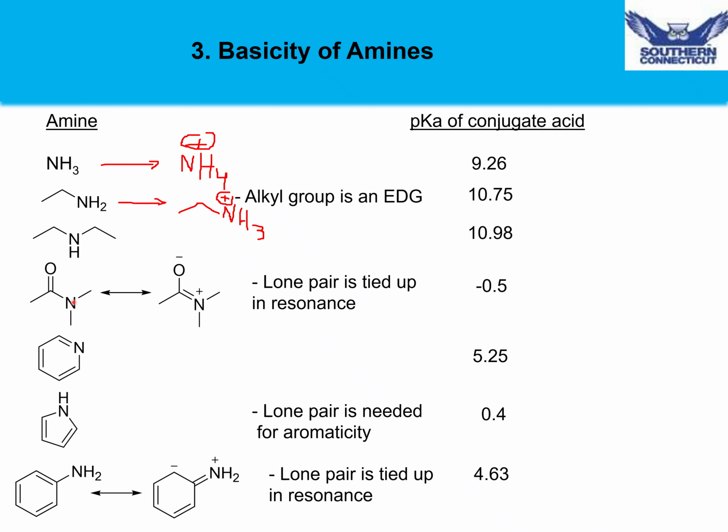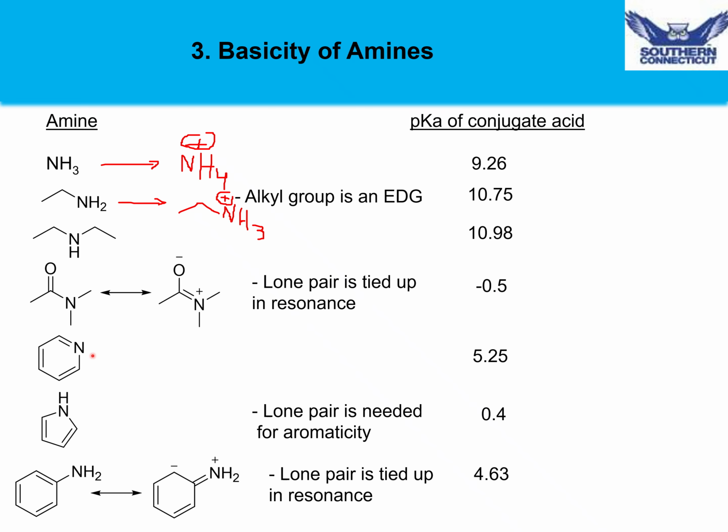This nitrogen on the amide is tied up in resonance with the carbonyl. So the lone pair on the nitrogen can be used to move electron density into the oxygen, creating this other resonance structure. As a result, the lone pair on that nitrogen is not readily available to react with an acid or even electrophiles. So for that reason, it's a relatively poor base, as shown by the pKa value of the conjugate acid.